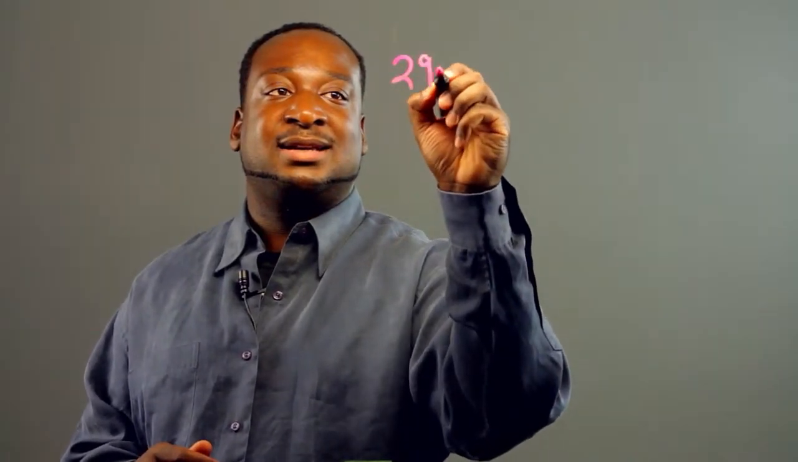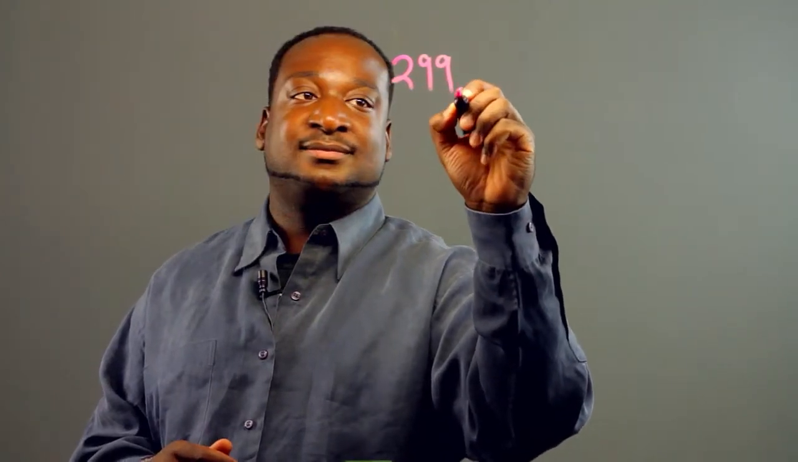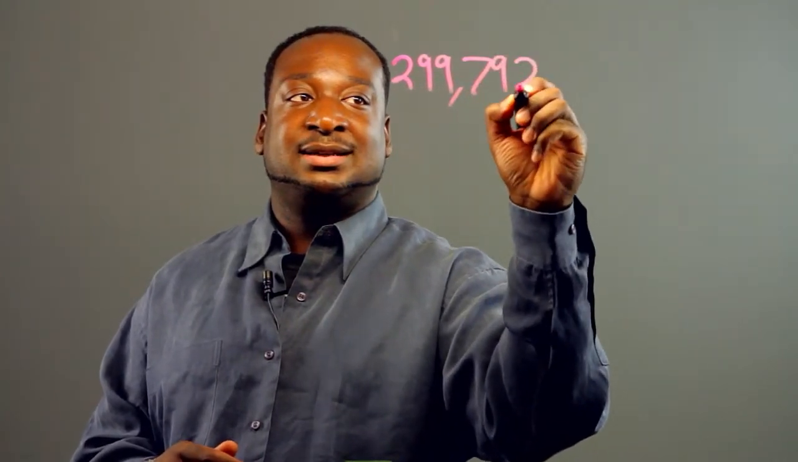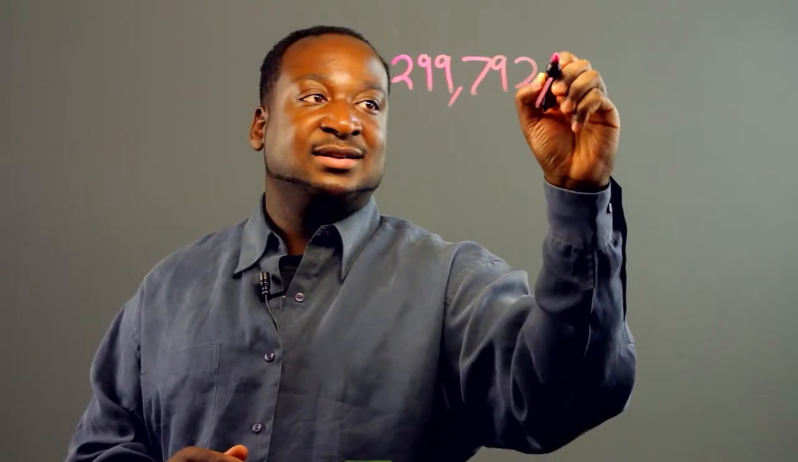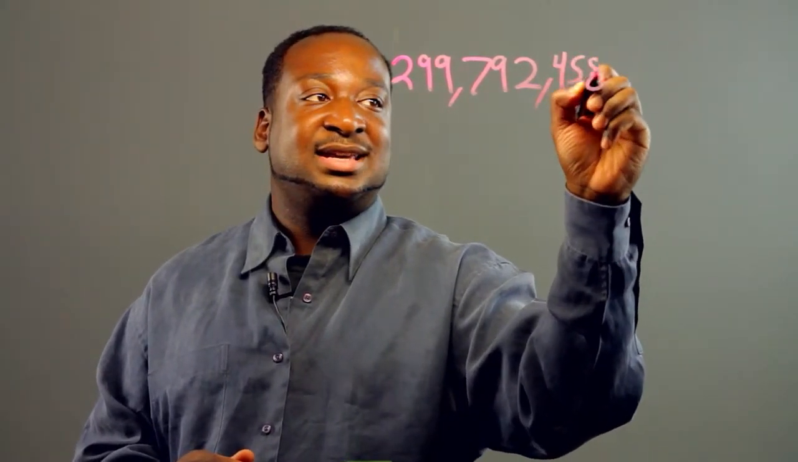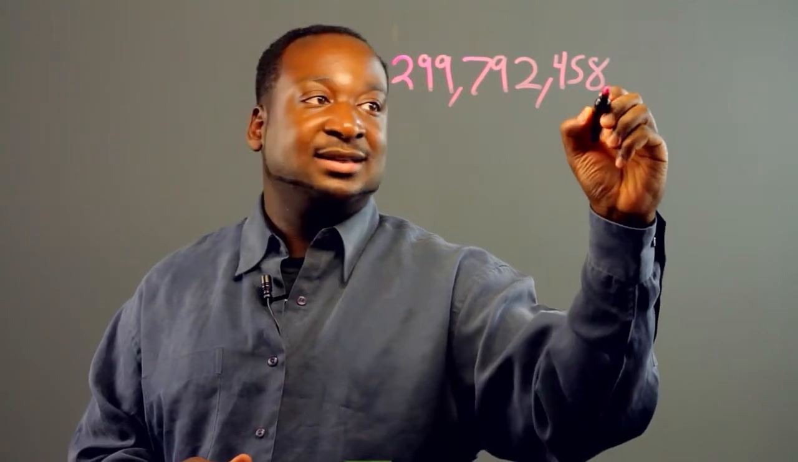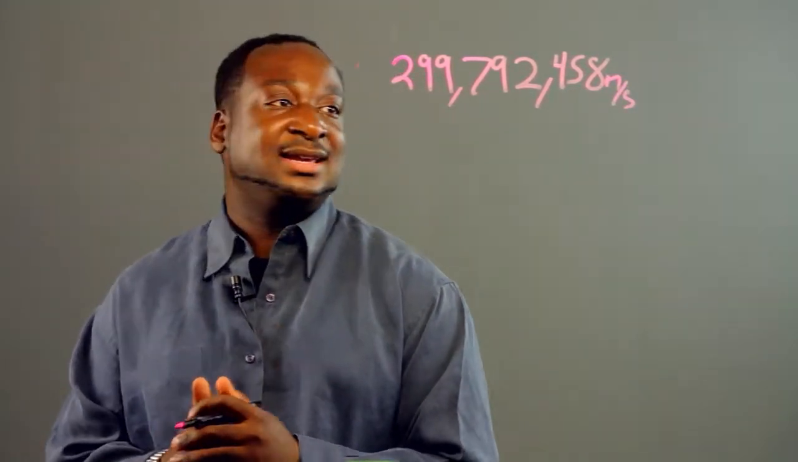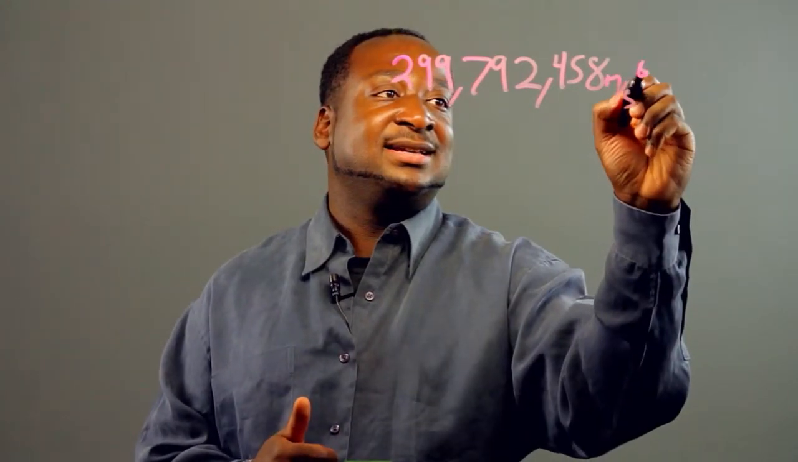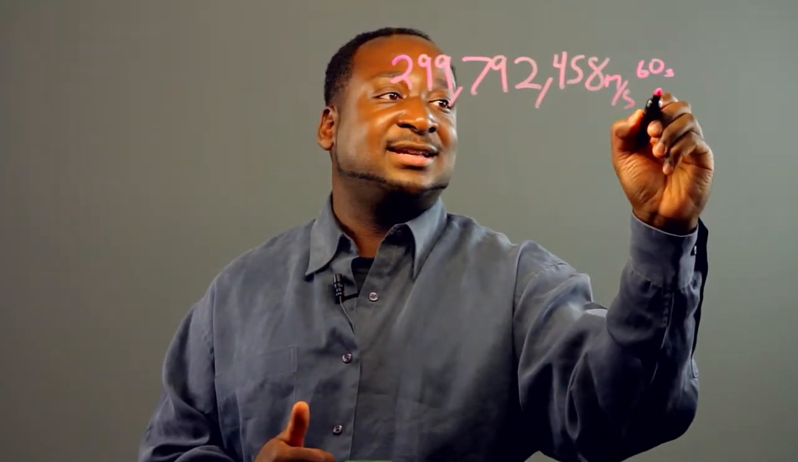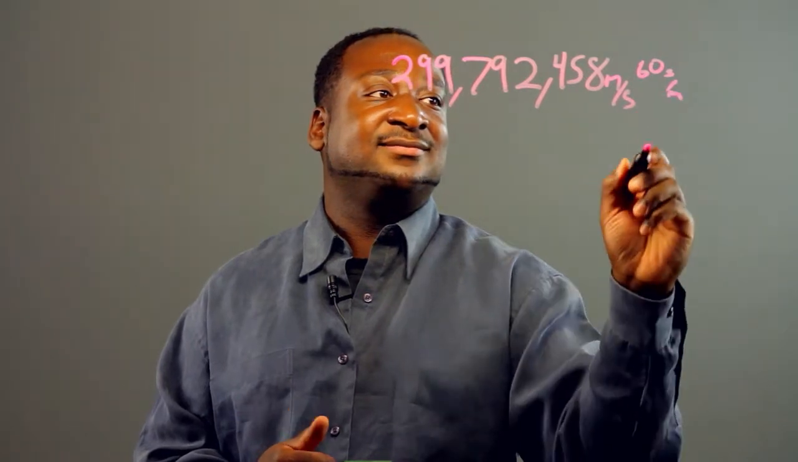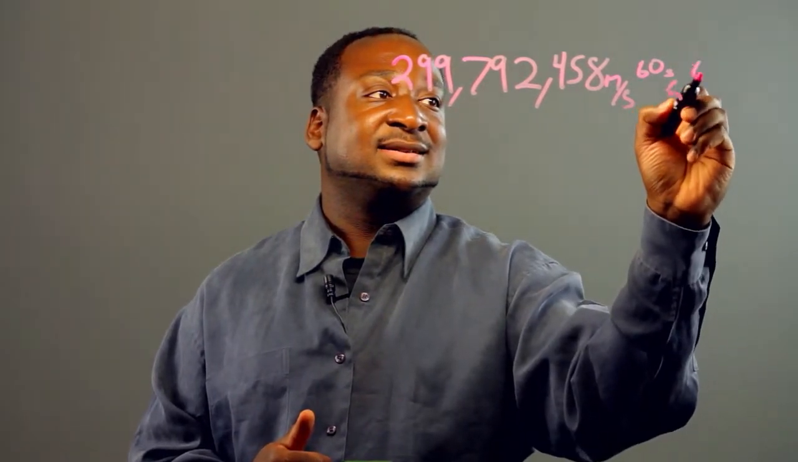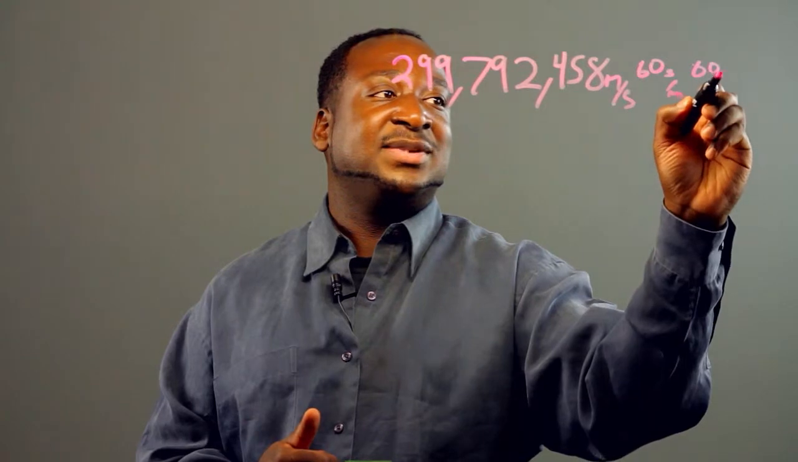Okay, so let's start off with the speed of light. Here's the speed of light: 299,792,458 meters per second. Okay, and we know that 60 seconds are in a minute, 60 minutes are an hour.